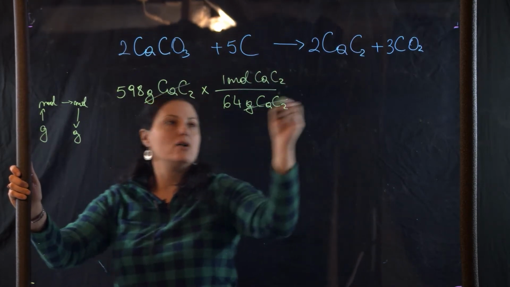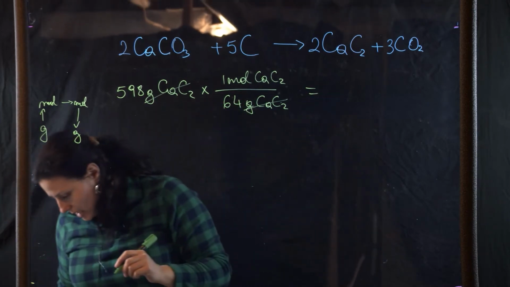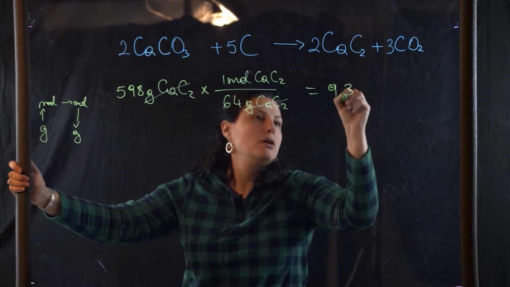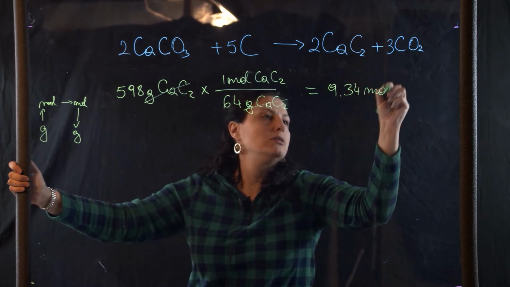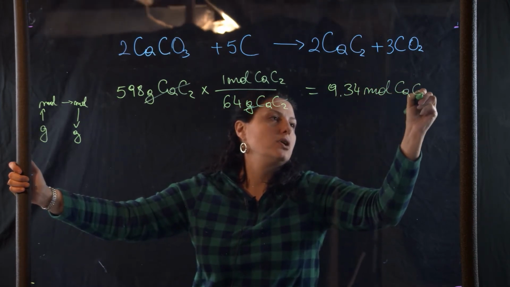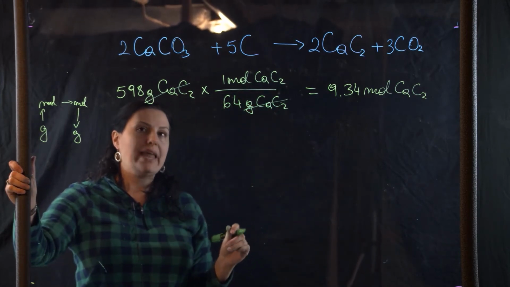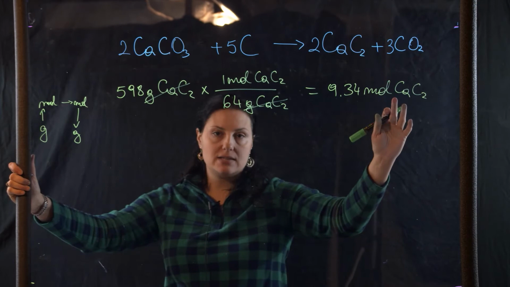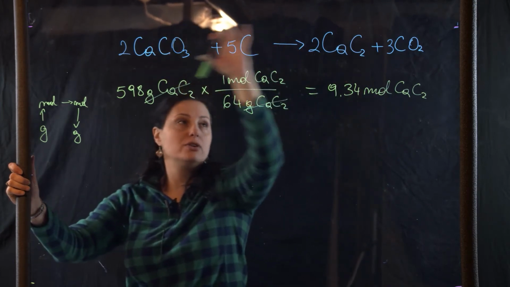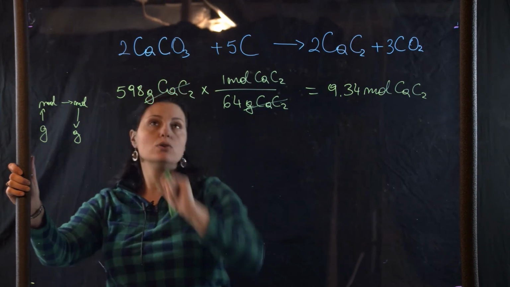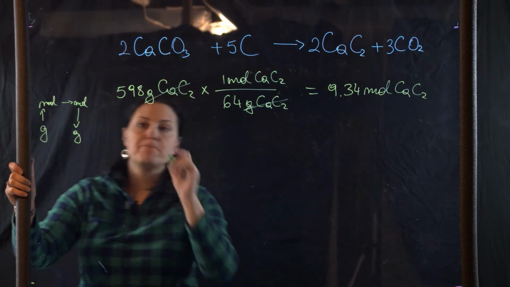This will cancel out. And it gives me 9.34 moles of calcium carbide. Okay, now that I have moles of calcium carbide, I can go up here to the balanced chemical equation and relate it to moles of calcium carbonate.